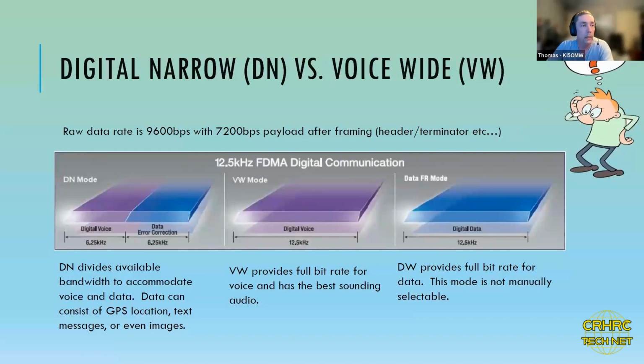As mentioned earlier, there's more than one digital mode configuration in System Fusion. The default, or DN, digital narrow mode: in that mode, half of the available bandwidth is for digital voice and the other half is for data. The data portion can include things like GPS location, text messages, weather data, and some other, even pictures, I think. There's also a higher quality voice mode called VW mode that uses all the available bandwidth for voice. This mode sounds much better for voice communication and must be enabled in the radio settings, but we'll get to that in a bit. And finally, there is a DW, or data wide mode, that uses all available bandwidth for data in special applications.